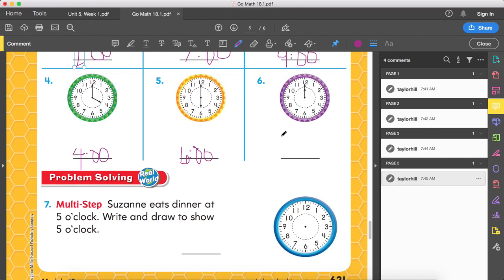Okay, and number 6. Ooh, this one's tricky. They're both pointing in the same direction. So the hour hand is pointing to the 12. The minute hand is pointing to the 12. That makes it 12 o'clock.